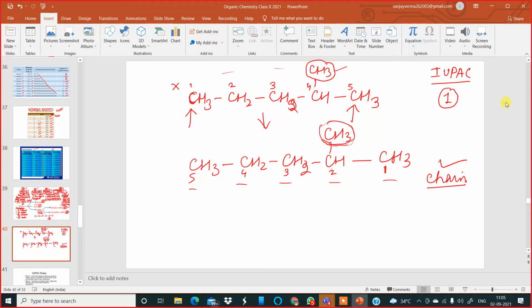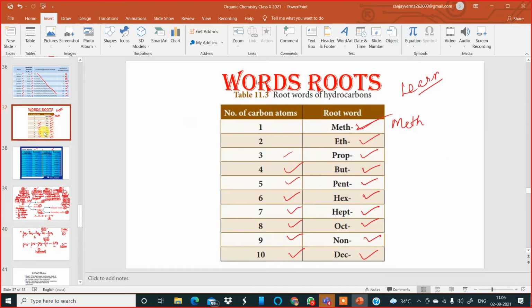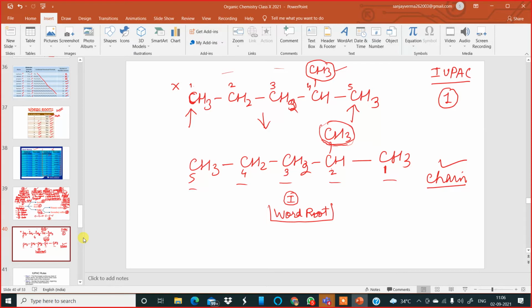Now, what did I tell you? The first thing is word root. Are you getting it? So for 5 carbon atoms, what is the word root? Pent. So below this word root, I'm writing pent in small alphabets, P-E-N-T. Not pant, okay? It is pent.